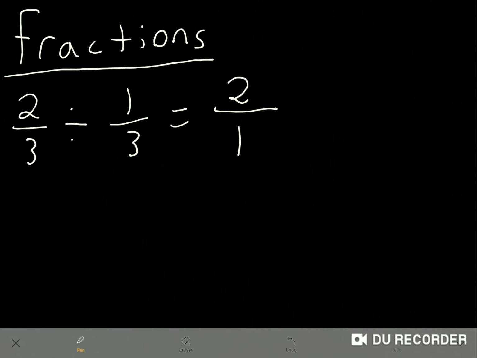And this leads us into another concept called simplifying. This is when we want the numerator and denominator to have no common multiples. We make sure that it's as simple as it can be and the smallest fraction it can be. In this case, since we know that a fraction is just a division equation, it'll be 2 divided by 1, and we know that 2 over 1 is the same thing as just writing 2.